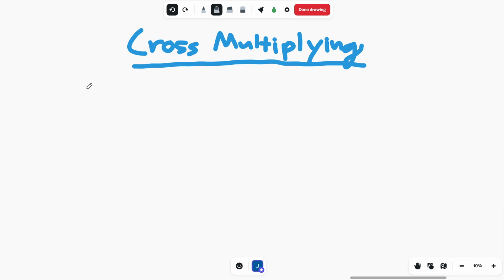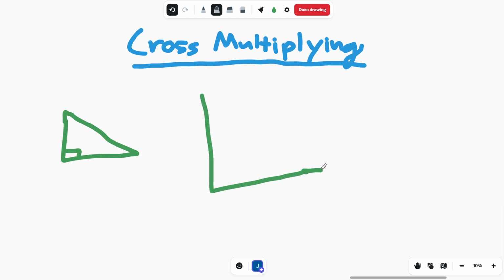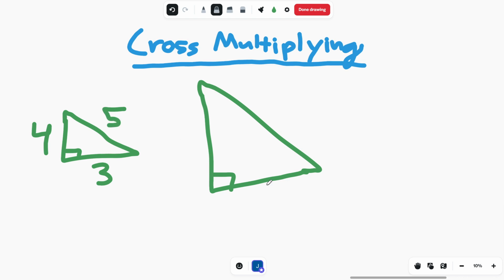So say I have a triangle, and these triangles are not drawn to scale. One right triangle, and then I have another right triangle. And say this side was 3, this side was 4, and this side was 5. And then for this side, I say that this is 9, this is 15, and this is x.